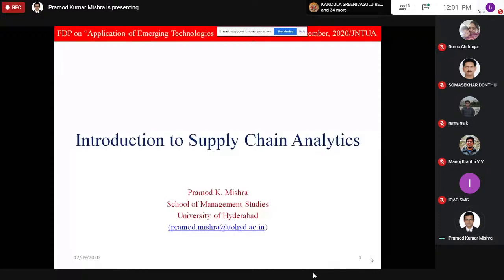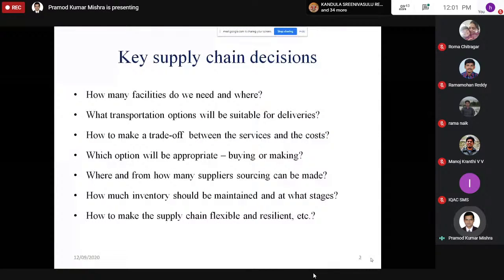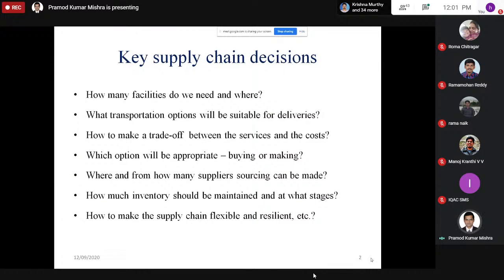Okay. So you know the supply chain, supply chain management and logistics, right? There are a few things that I'm not getting into. As far as the analytics is concerned, we are basically particular about a few things. The key decisions that we take in the supply chain are basically these.